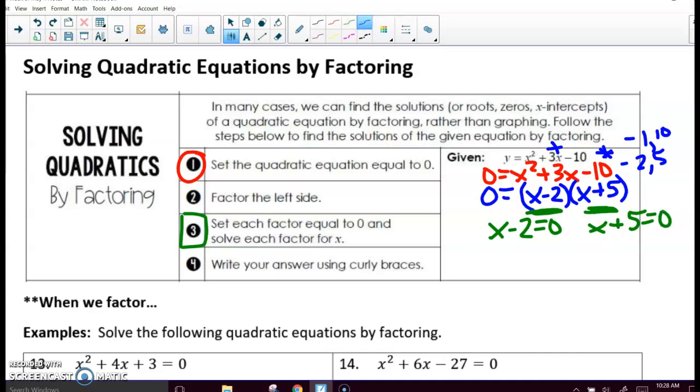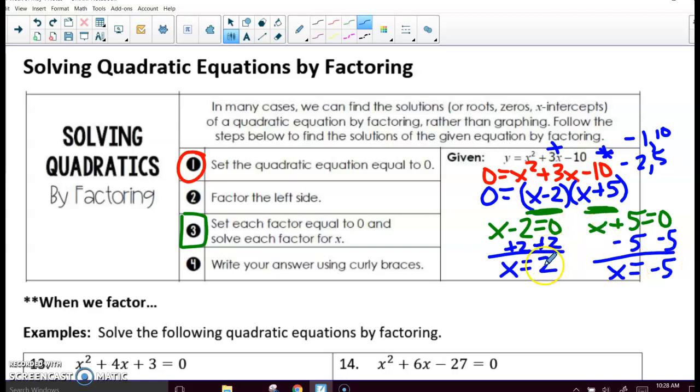Then I solve each of these. Okay, get x by itself. I'm going to add 2 to both sides. So x equals positive 2. And then on the other one, I'm going to subtract 5 from both sides. So x equals negative 5.